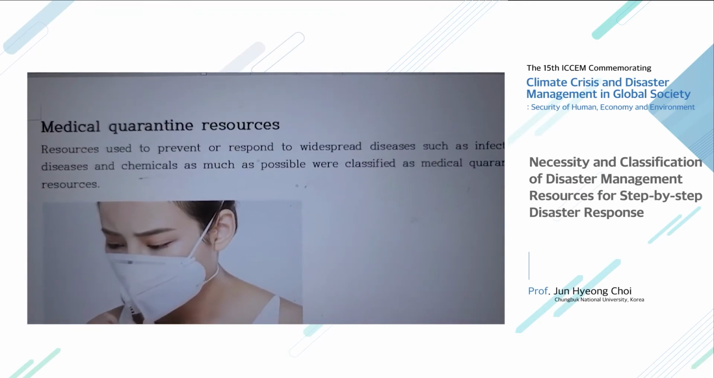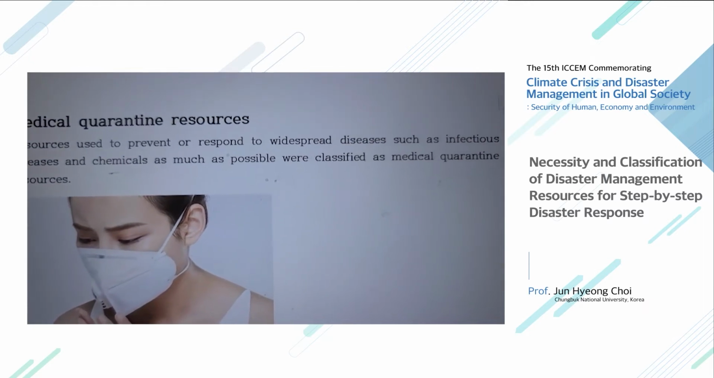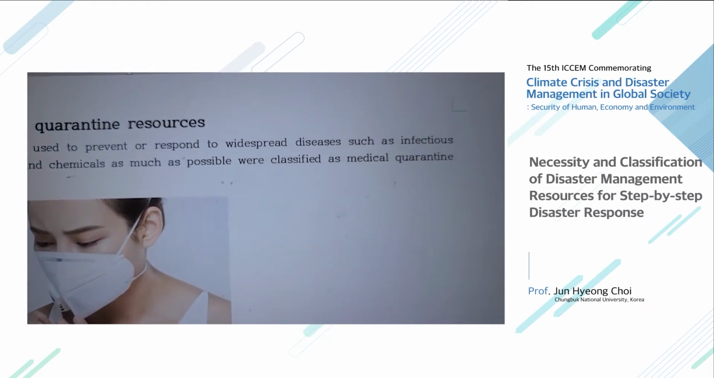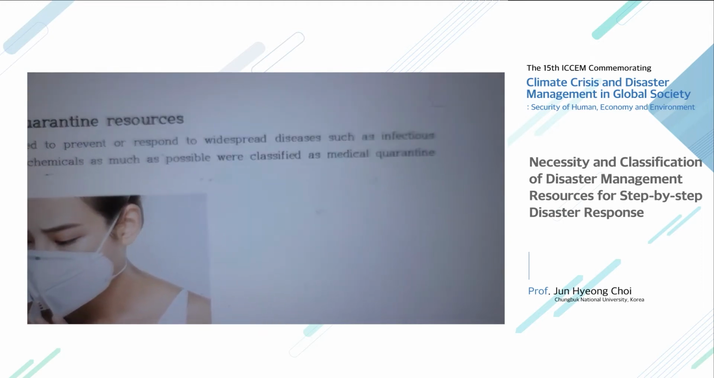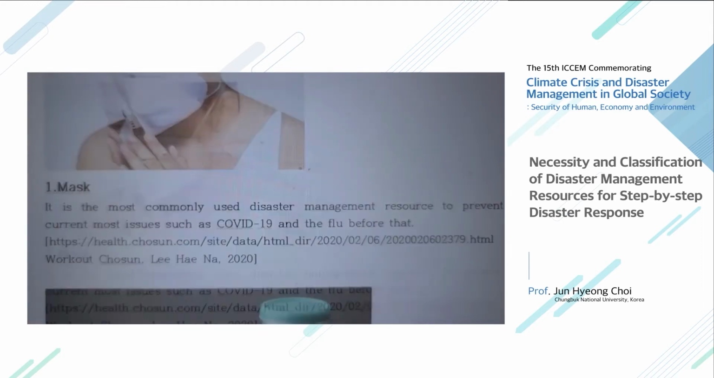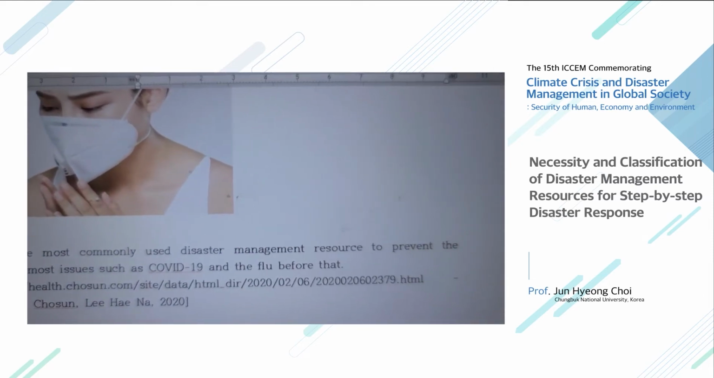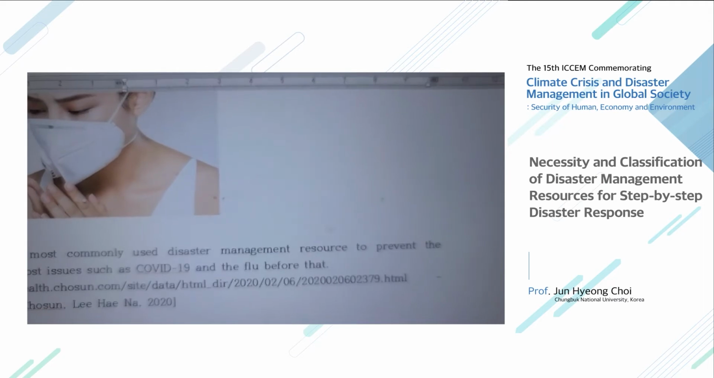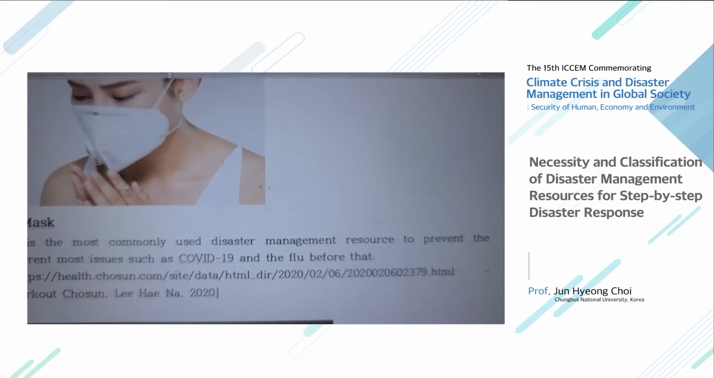The second is medical quarantine resources. Resources used to prevent or respond to widespread disease, such as infections, diseases, and chemicals, as much as possible were classified as medical quarantine resources. The first is the mask. It is the most commonly used disaster management resource to prevent the current most pressing issues, such as COVID-19 and the flu before it.